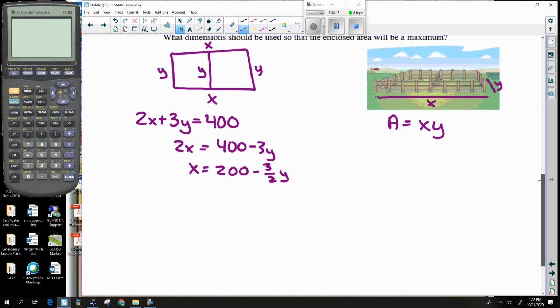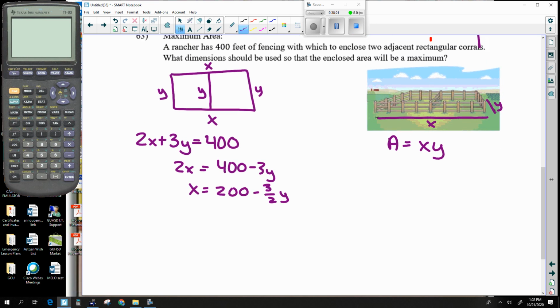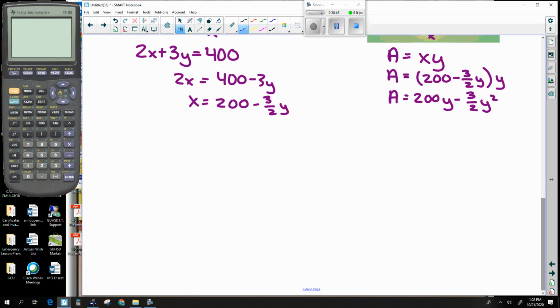Substituting that into the area, because we are going to maximize the area. So the area in this situation will have an X that is 200 minus 3 over 2 Y, times Y. So this is 200Y minus 3 over 2 Y squared. All right, so let's maximize this area. That means take the derivative and see where that is equal to 0.